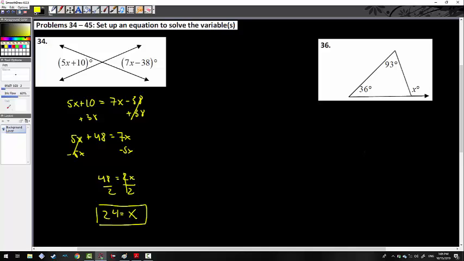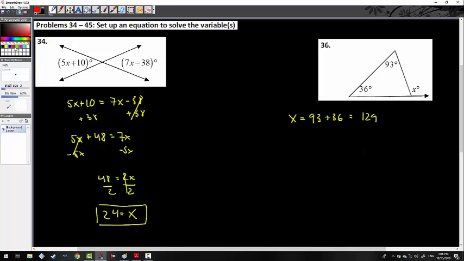Let's go and take a look at problem number 36, where I'm solving for x here on the outside of this triangle. In fact, you could consider x to be an exterior angle of this triangle. And knowing that, we can use the triangle exterior angle sum theorem, which basically says that the measure of the outside angle is equal to the sum of the two remote interior angles. They're remote because they're away from it. Okay? So I literally could say x equals 93 plus 36 and get 129, and that would really be the end of the problem.